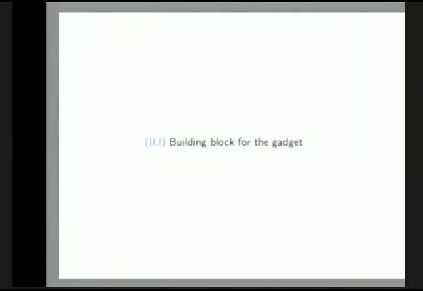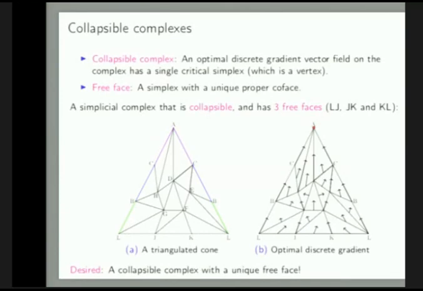Before we look at the actual reduction, we need a building block. The reduction in the hardness proof uses a gadget, and I'll first describe the gadget and introduce some terminology. So, some definitions for that.